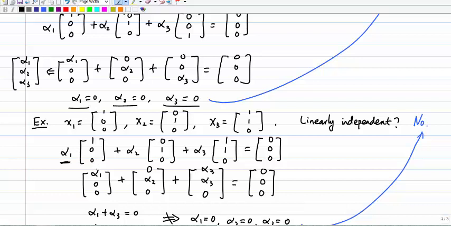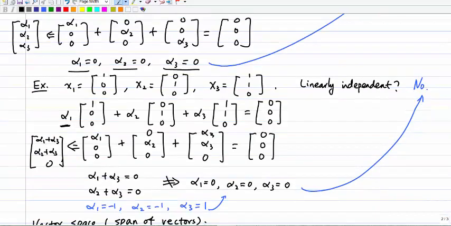So we have here alpha 1, 0, alpha 1, 0, alpha 2, alpha 2, alpha 3, alpha 3, 0. If you put each entry together, the vector sum is the entry-wise sum of all the vectors. So it would be alpha 1 plus 0 plus alpha 3, so this is alpha 1 plus alpha 3. Then 0 plus alpha 2 plus alpha 3, so it's alpha 2 plus alpha 3. And this is 0 plus 0 plus 0, so this is 0, and it has to equal 0. So we have alpha 1 plus alpha 3 is 0, alpha 2 plus alpha 3 is 0, and 0 equals 0 is already true.